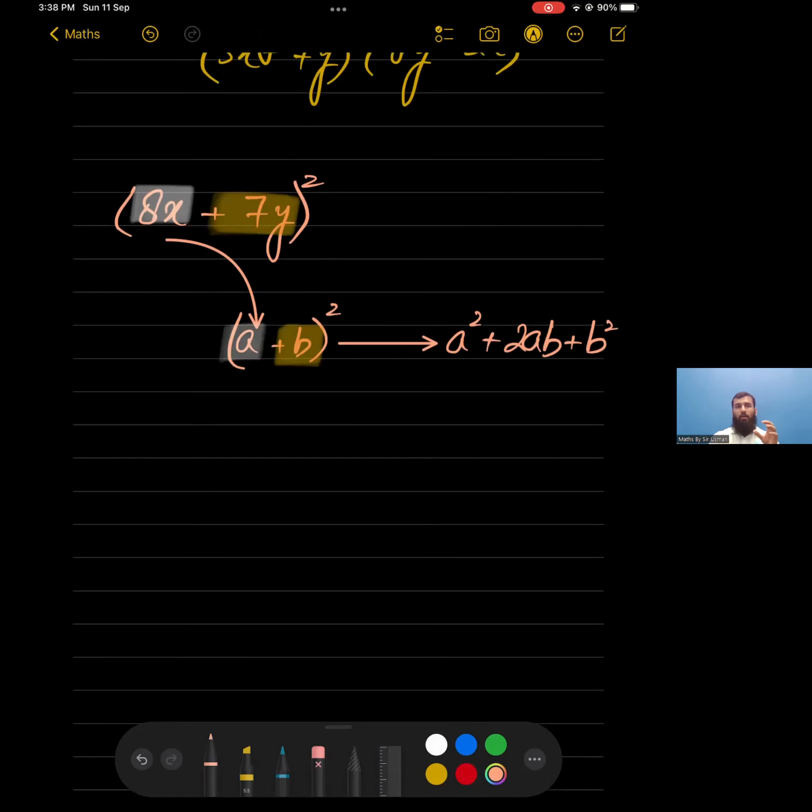So what we need to do over here is that since you can see on the right hand side, we have got the values expanded, we just need to replace those a's and b's with 8x and 7y. So wherever you see a, we'll replace that a with 8x. We'll take the square of it. Then we have got 2 with a plus sign. Then again a is 8x and the value of b is 7y. Now finally we have got plus 7y squared like this. Now you just need to expand this.